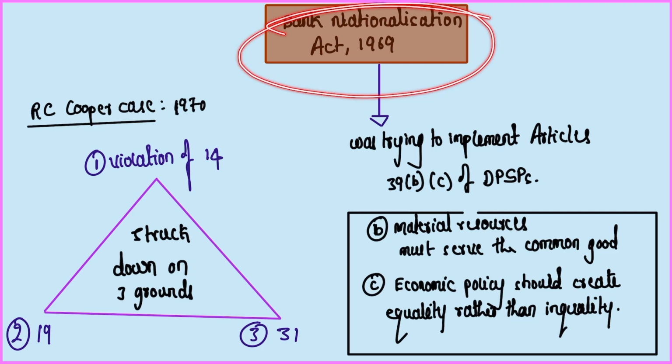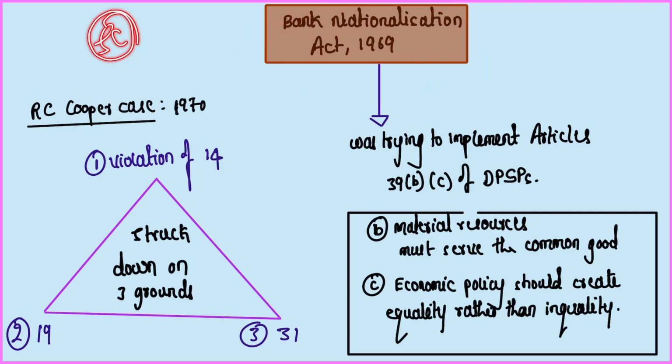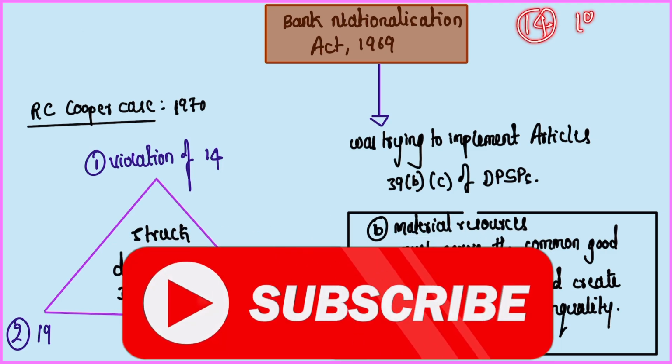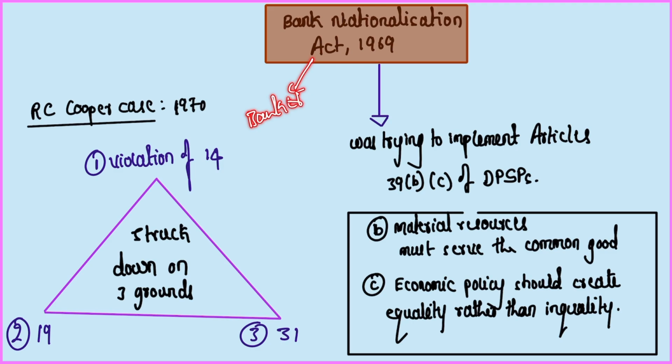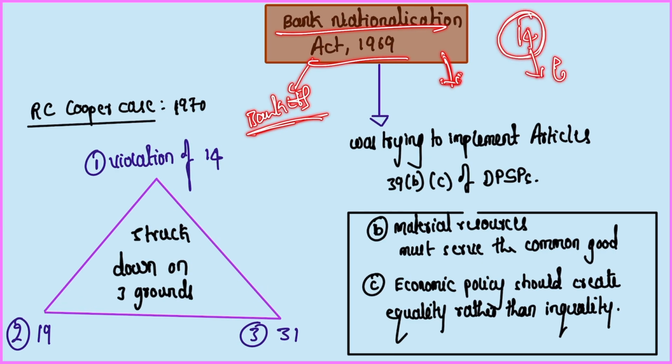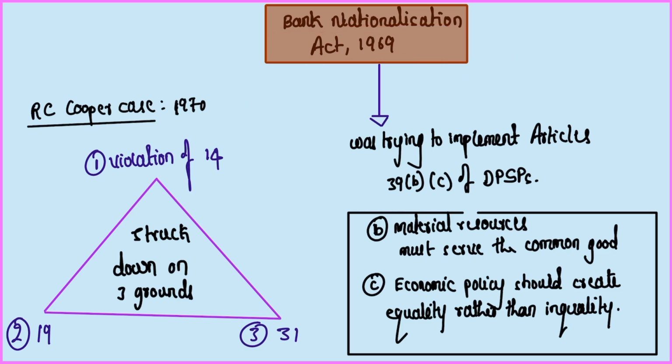But Bank Nationalization Act was challenged in the Supreme Court for violation of Articles 14, 19, and 31. Now, before understanding what was the contention of the bankers who owned these banks, let us first understand what the government said. Government said that we are undertaking Bank Nationalization Act and we are overtaking these 14 private banks and converting them into government banks because we want to implement Articles 39B and C of DPSPs. Basically, Article 39B and C are the heart of common good.